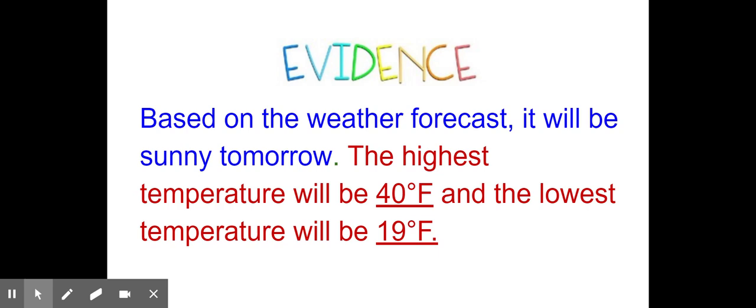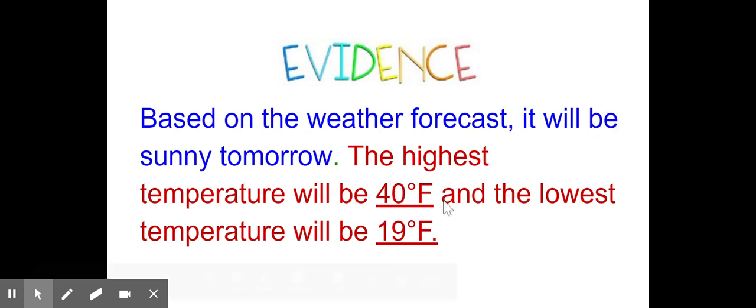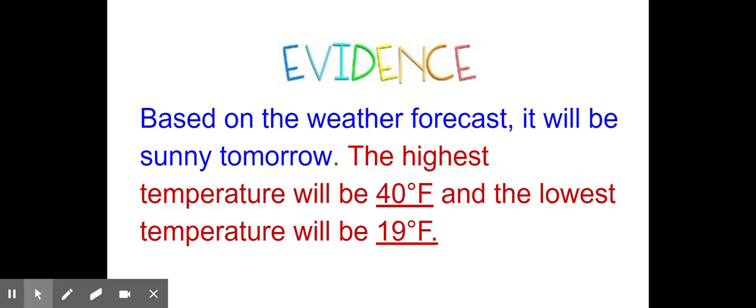So the evidence for "will it be a snow day tomorrow?" you can write: based on the weather forecast, it will be sunny tomorrow, and the highest temperature will be 14 Fahrenheit and the lowest temperature will be 19 Fahrenheit. Here I have two different colors, meaning I have two pieces of evidence. So evidence can be multiple, and I explained where I got this evidence and what it would look like. I got some data in there. Normally, a scientific claim needs to include some data.